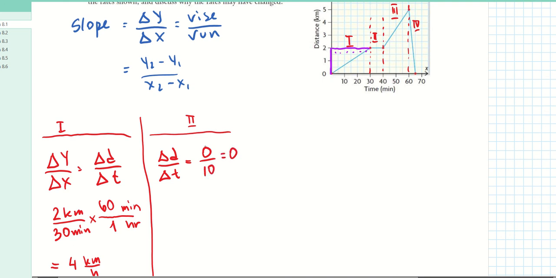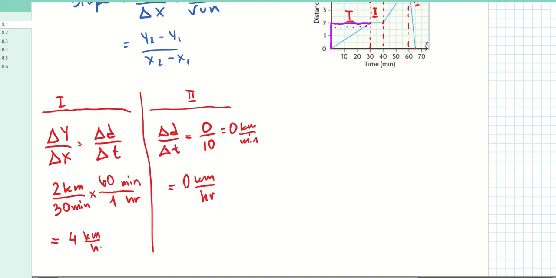Well, if this is kilometers per minute, it doesn't matter what the units are, it's still going to be 0 in kilometers per hour. So we can say if this is 0 kilometers per minute, this is also going to be 0 kilometers per hour. So in this case, it's pretty easy. All right, so there you go. We have our speed for the second interval. Let's take a look at the third interval.